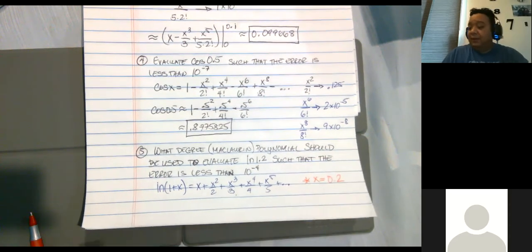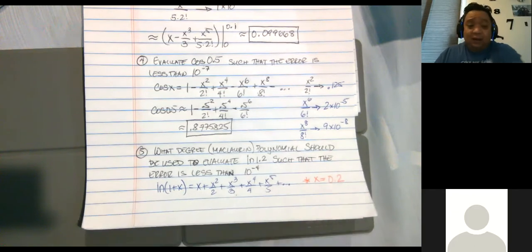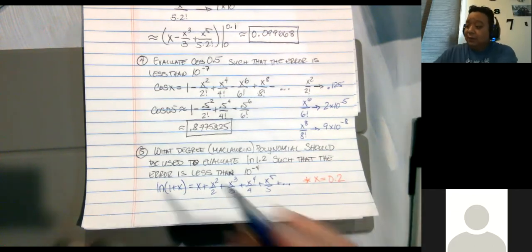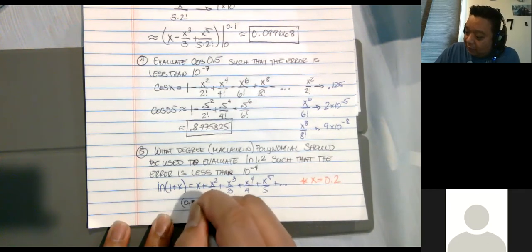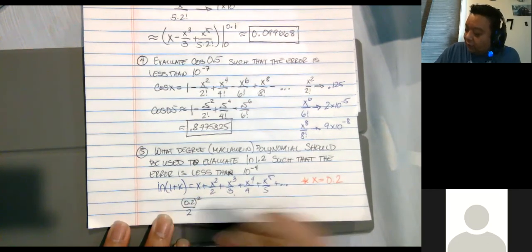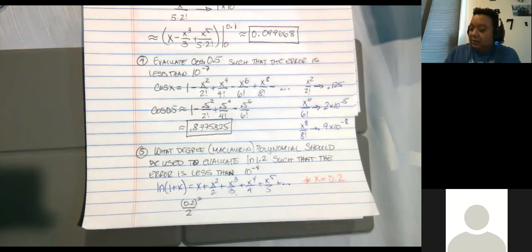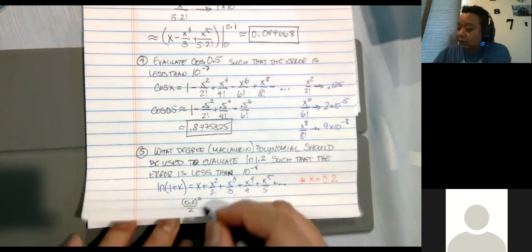The third degree. Okay, so let's try this out. Let's try with the second degree first, just to show you. If you plug in the second degree, that's 0.2 to the second over 2, so that would be 0.2 squared divided by 2. And that one's 0.02.